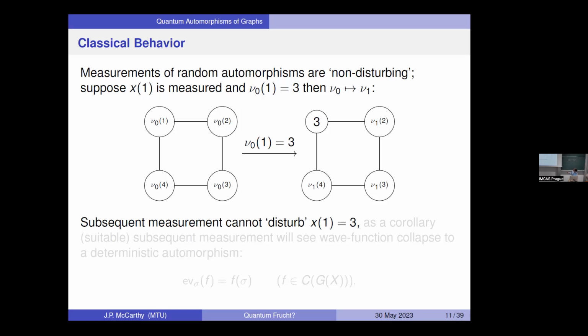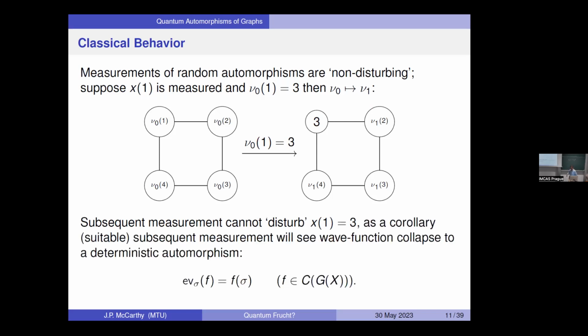So if you make some kind of a measurement and no subsequent measurement can disturb that, and as a corollary, you keep making more measurements and eventually you'll collapse to a deterministic automorphism. And this kind of a thing is indicative of a commutative C-star algebra, that eventually you can find out everything if you make enough measurements.